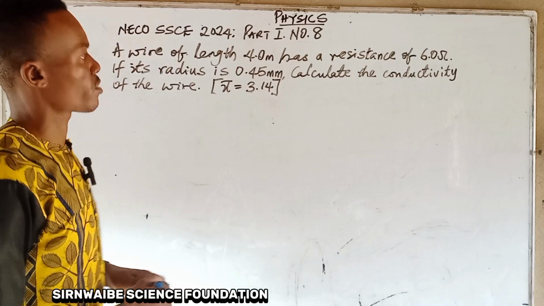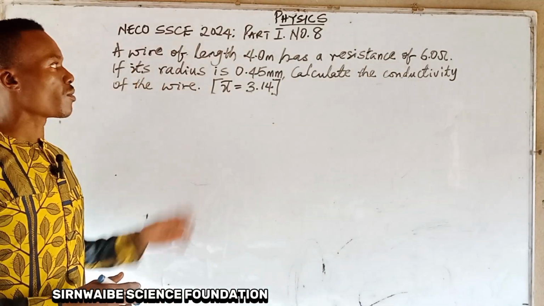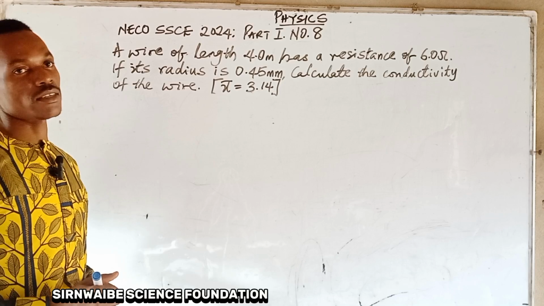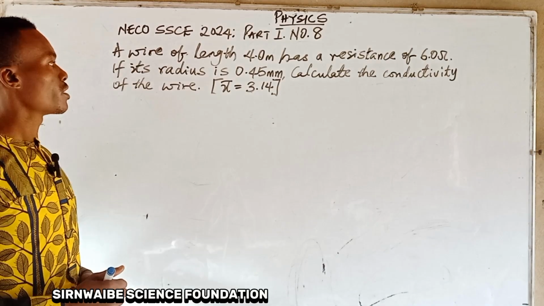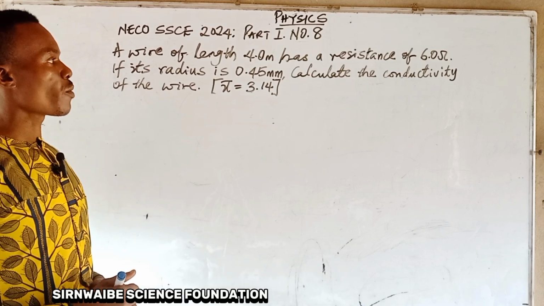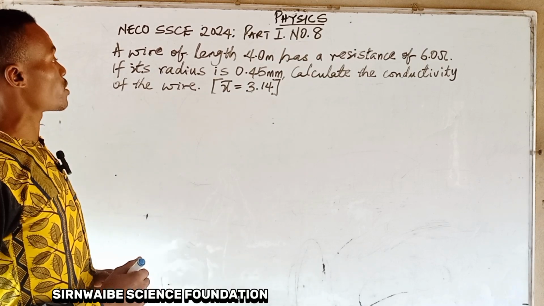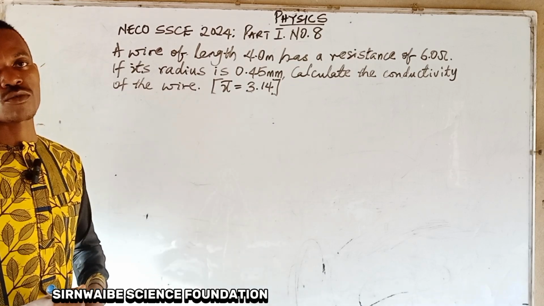So to begin, we have to read the question out and see how it is. A wire of length 4 meters has a resistance of 6 ohms. If its radius is 0.45 millimeter, we are required to calculate the conductivity of the wire, taking pi to be equal to 3.14.